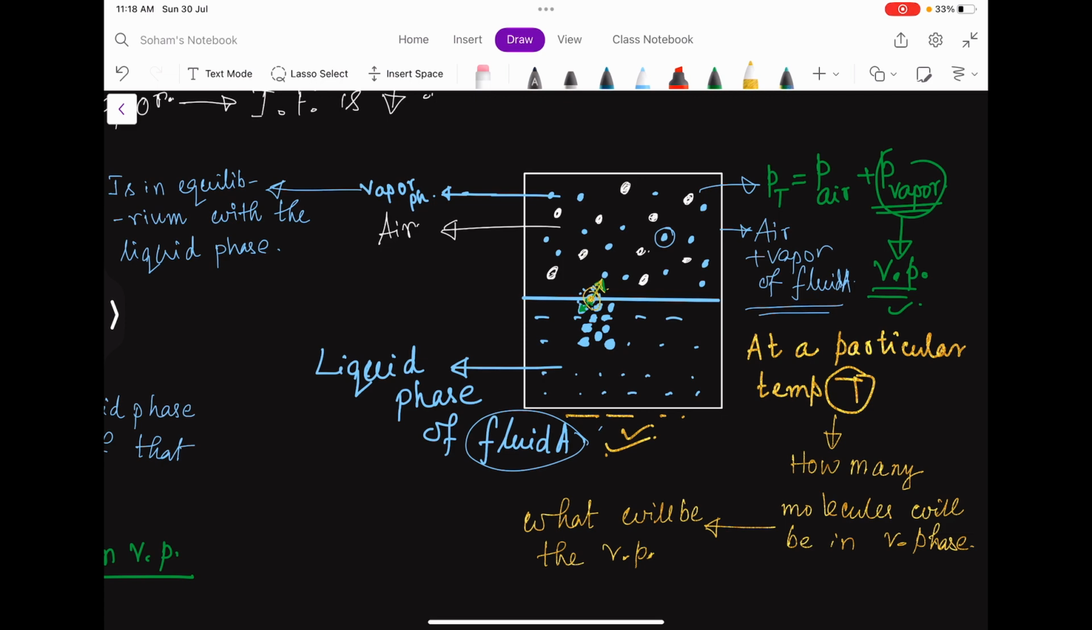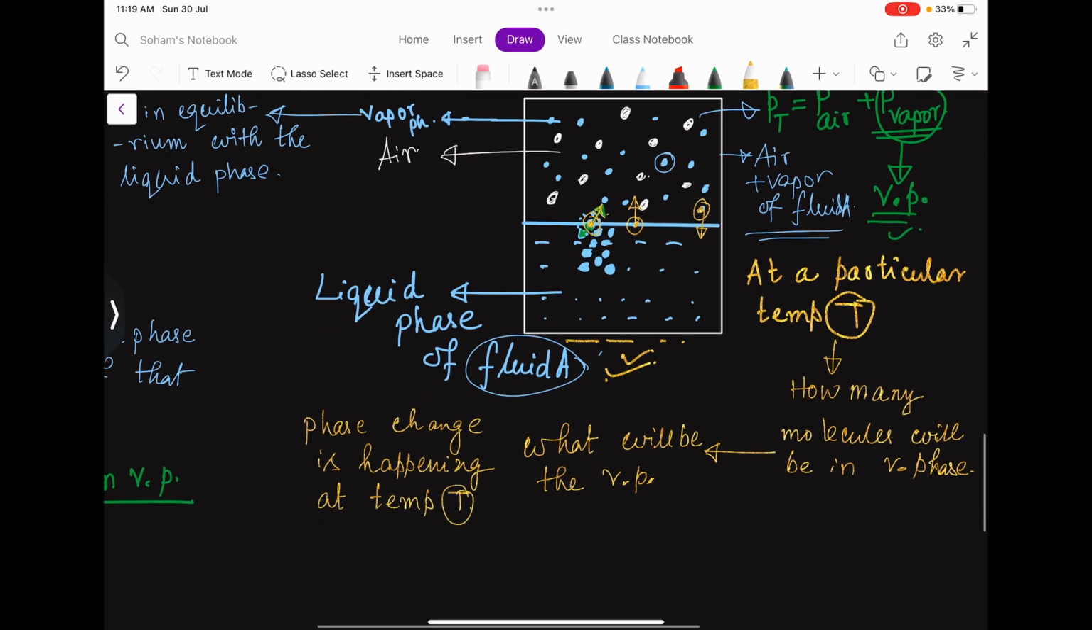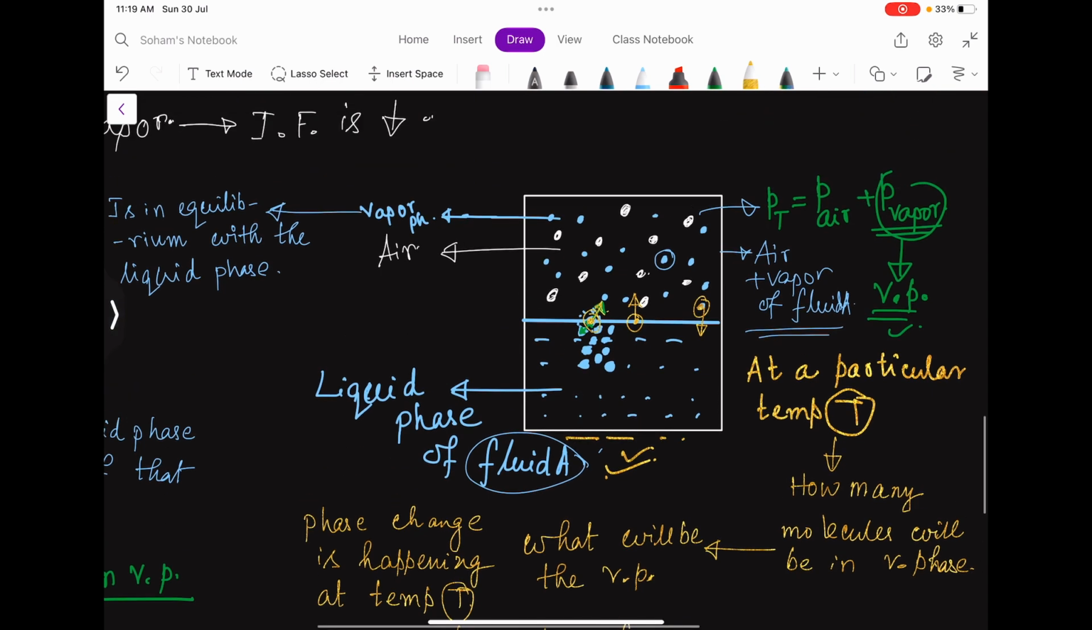And actually what is happening is that at this particular temperature molecules are going to the vapor phase, and at the same time, to maintain the same number of molecules, one molecule has to come down. So there is a constant interchange between the phases, vapor and liquid. So there is a phase change phenomenon happening at temperature T, and at this temperature T the vapor pressure is fixed, because the number of molecules in the vapor phase is fixed.